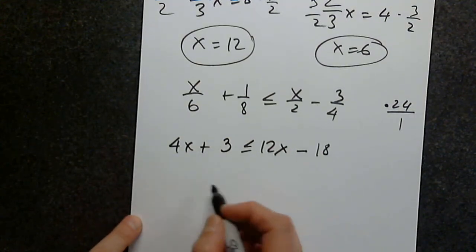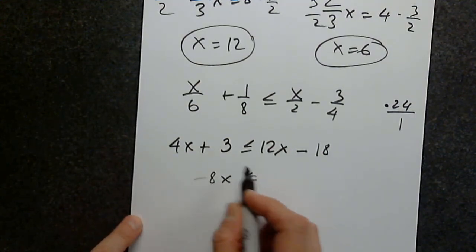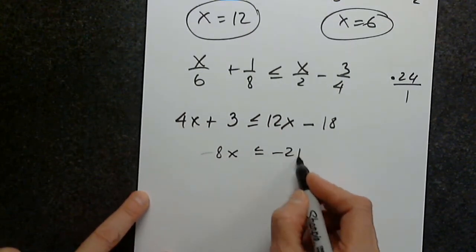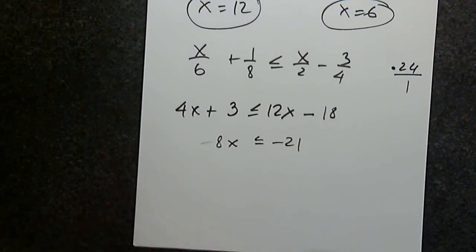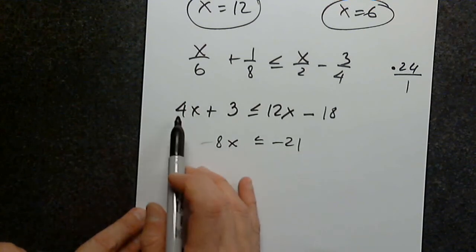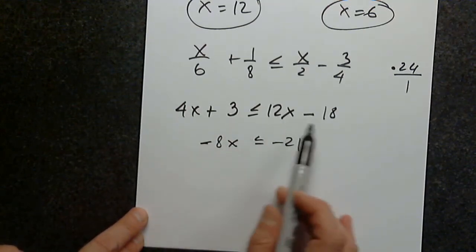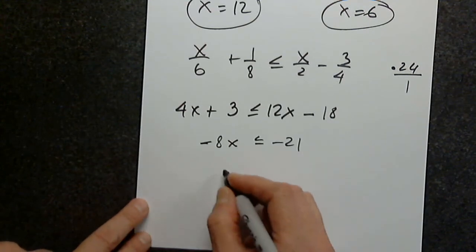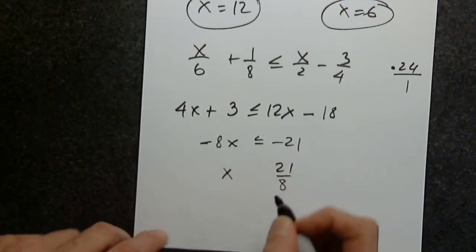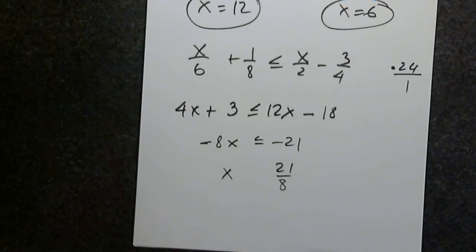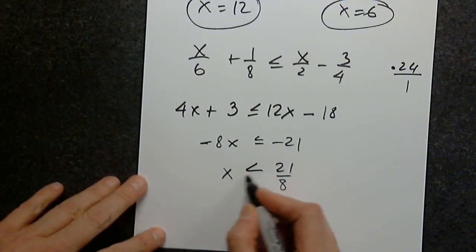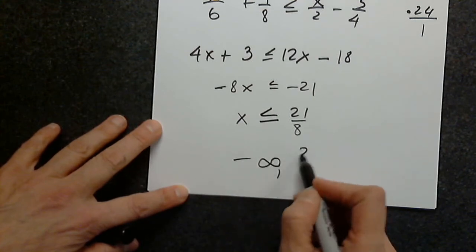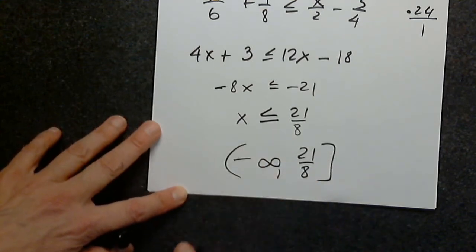I will move 12 to get negative 8x, and I will move 3 to get negative 21. Negative 12 plus 4 is negative 8, and negative 18 minus 3 is negative 21. And then I have to divide both sides by negative 8. But now I have to stop and think for a moment. What do I need to do? Correct. So in interval notation, negative infinity, 21 over 8.